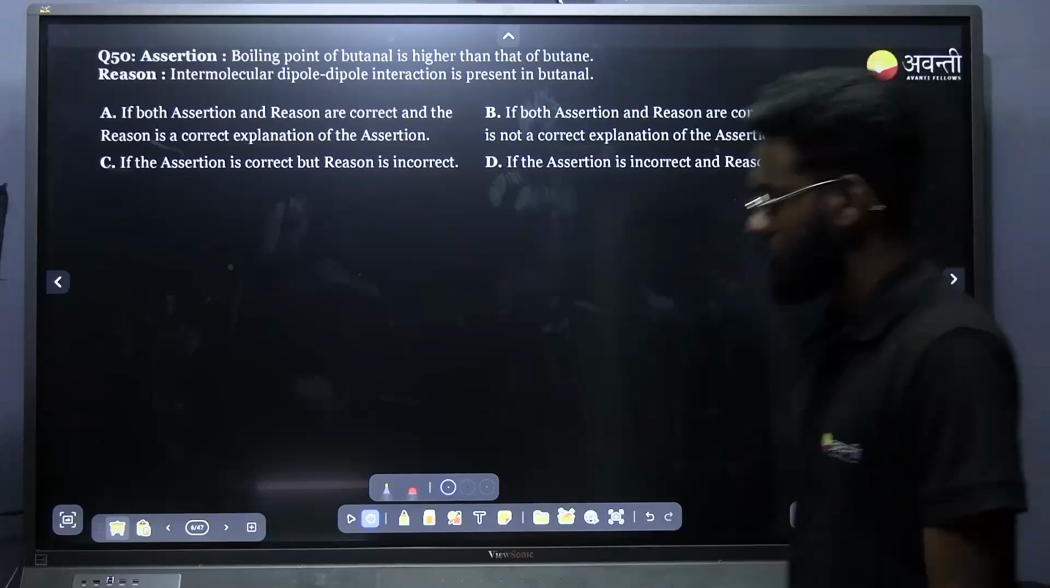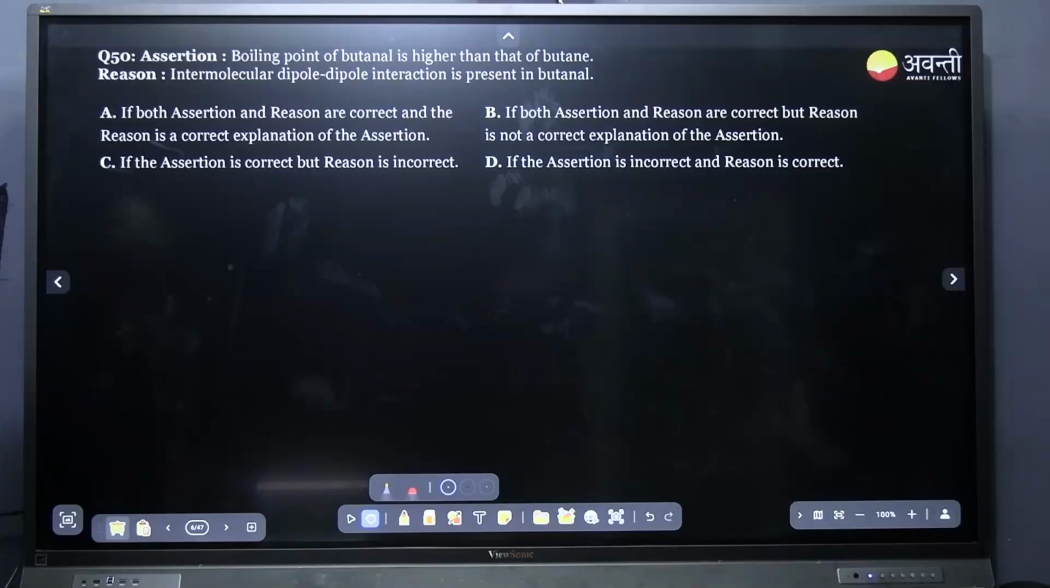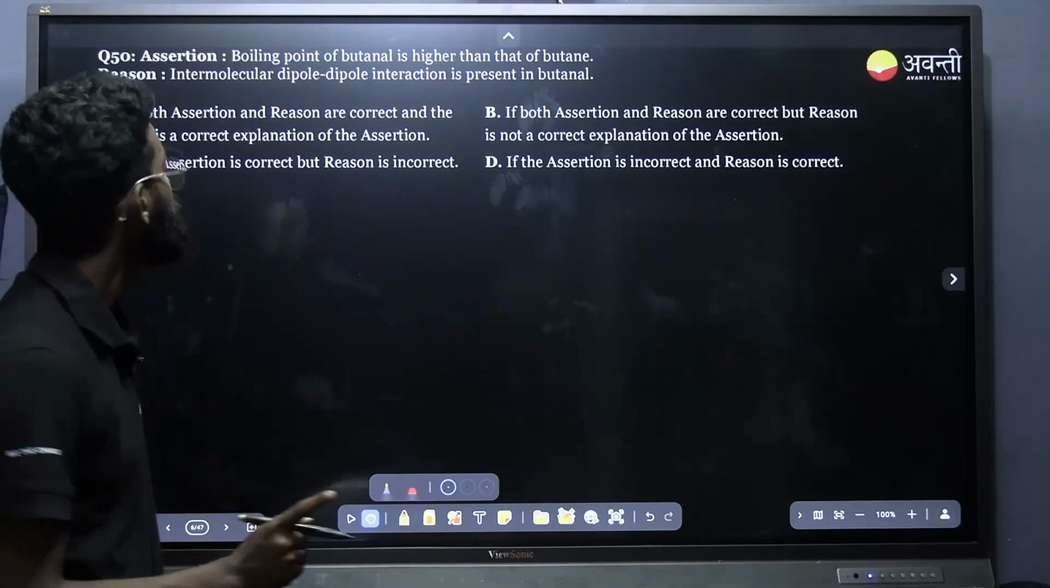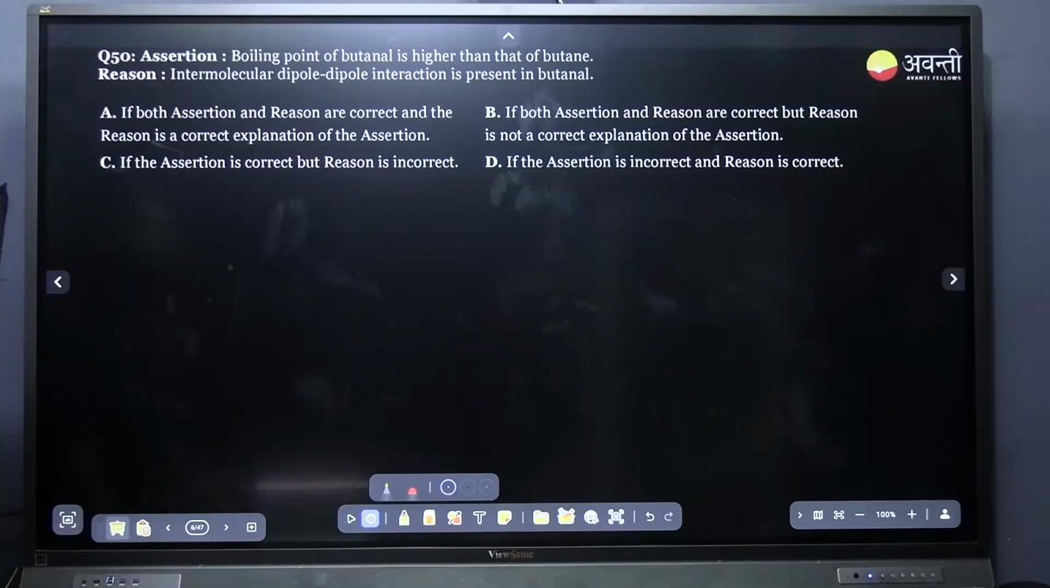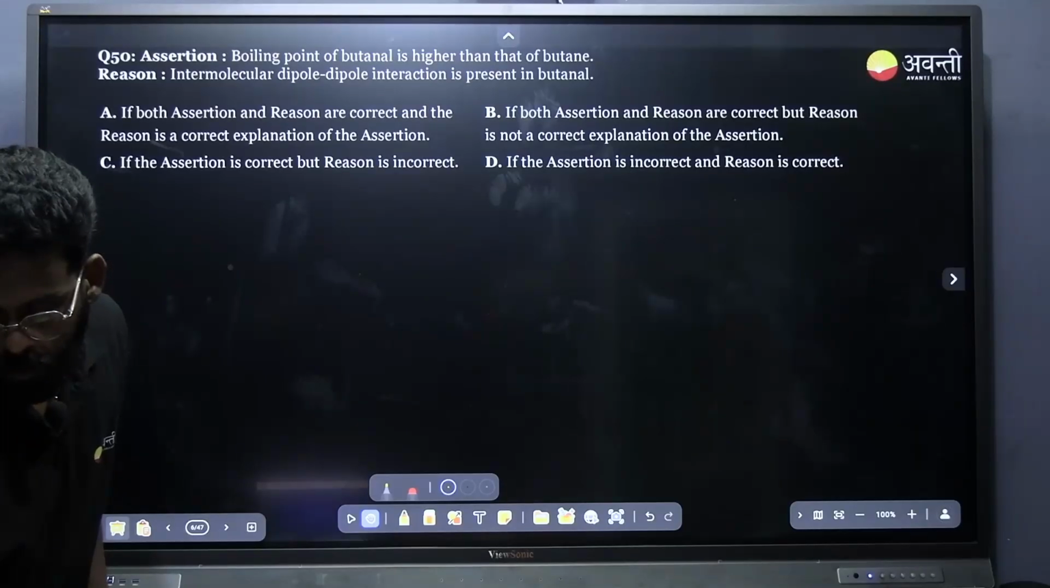Yeah, what is the answer for this question? I am not going to solve all these simple questions. You can find out the answer. Boiling point of butanol is higher than that of butane. Is it correct or wrong? Aldehyde. Boiling point of aldehyde is greater than that of butane. Is it correct? Yes. Very good, Surabhi. Option A. Yeah, that is correct.